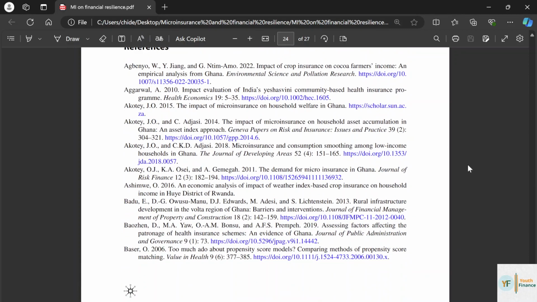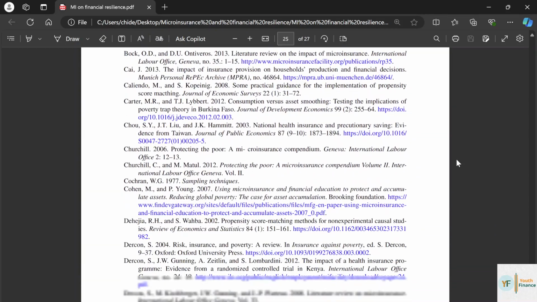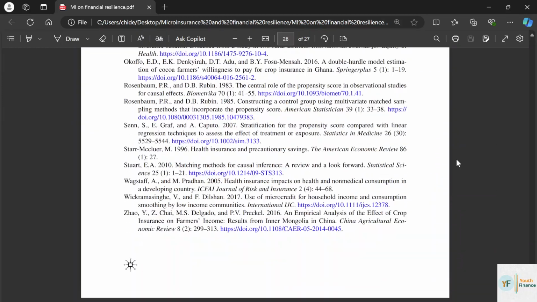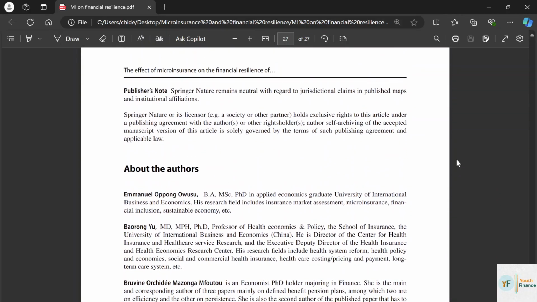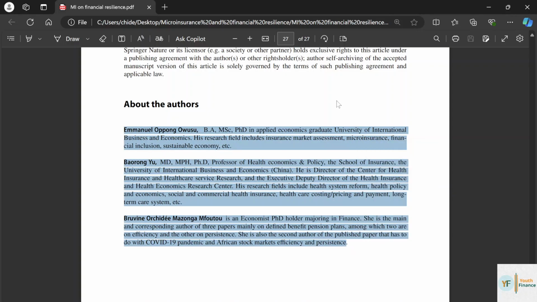So we have the reference section here. This is where we have all the sources used to write the paper. And the paper ends with the author's biography. And the paper has no appendix.